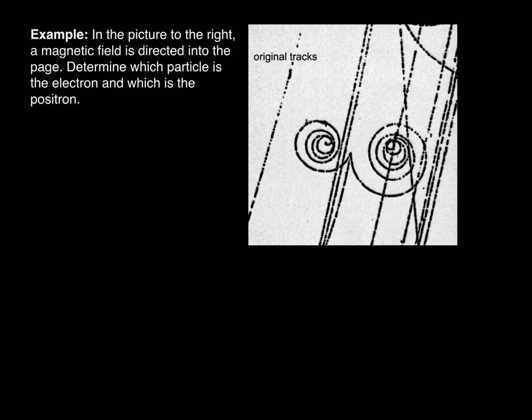For example, in the picture to the right, a magnetic field is directed into the page. Determine which particle is the electron and which particle is the positron. Neutral particles, such as neutrons and photons, cannot be seen in a bubble chamber, so we can assume initially a gamma-ray photon was coming in, and at this moment it collides with something and produces a positron and electron pair. The magnetic field is into the page.